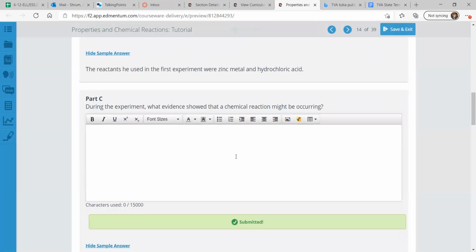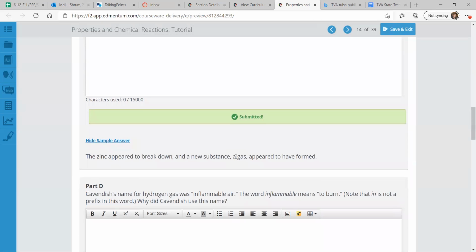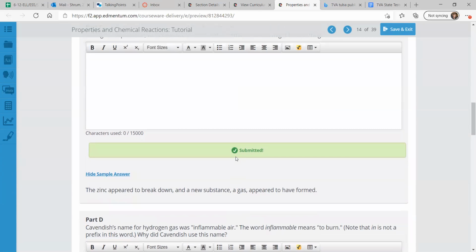During the experiment, what evidence showed that a chemical reaction might be occurring? Well, the zinc appeared to break down and a new substance, a gas, appeared to have formed.